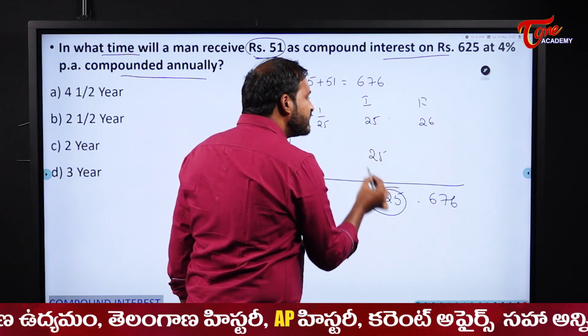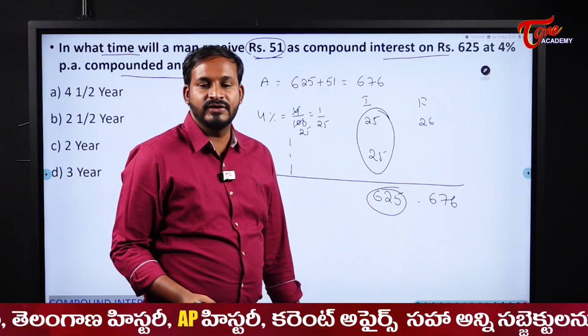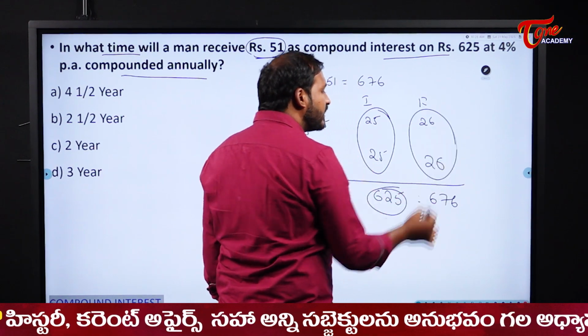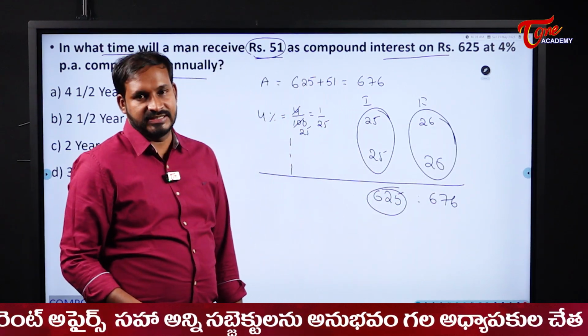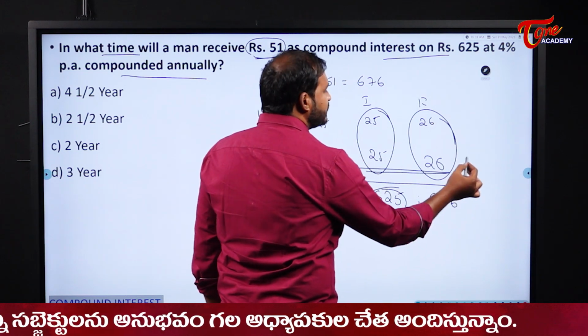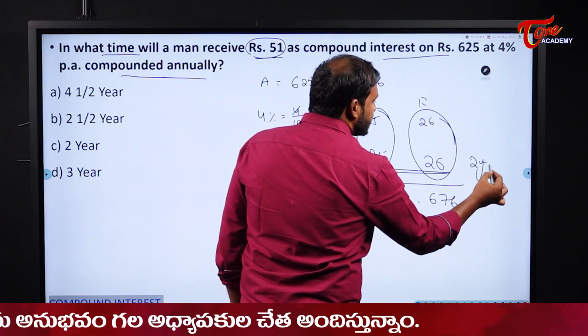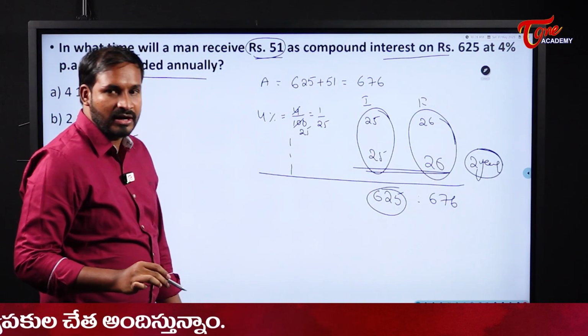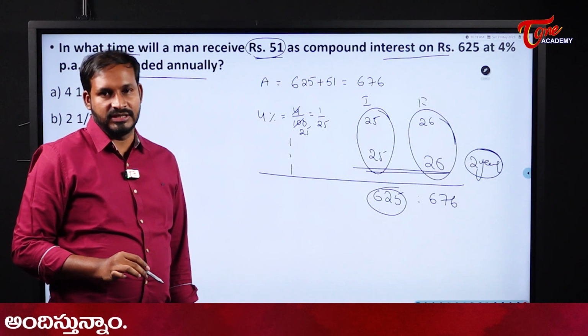25 into 25 is 625. And similarly 26 into 26, what does it become? 676. So that means how many years is it? Just 2 years. So our answer here will become 2 years.